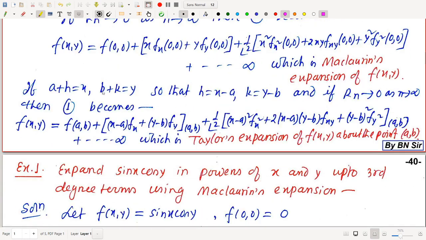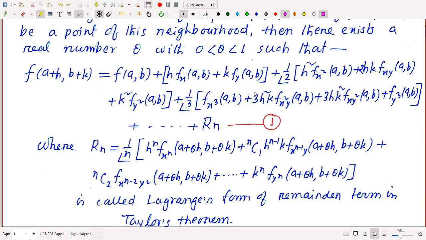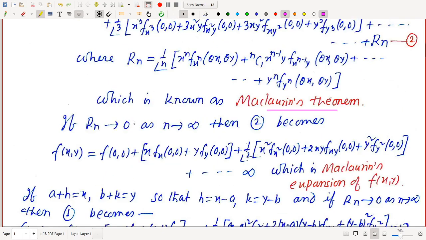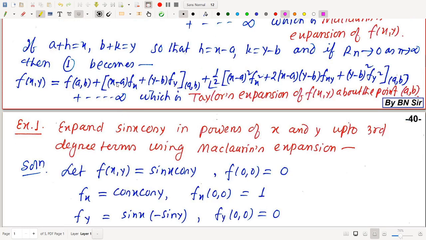Again, if a plus h is x and b plus k is y, so that h is x minus a and k is y minus b, and if the remainder term Rn tends to 0 as n tends to infinity, then Taylor's theorem number 1 becomes what we have written here. This a plus h, b plus k is x y. So f of x y is equal to, the first derivatives will be at the point a b plus, instead of h and k we are writing x minus a and y minus b, and f suffix x, f suffix y at the point a b, which we have written here in short.